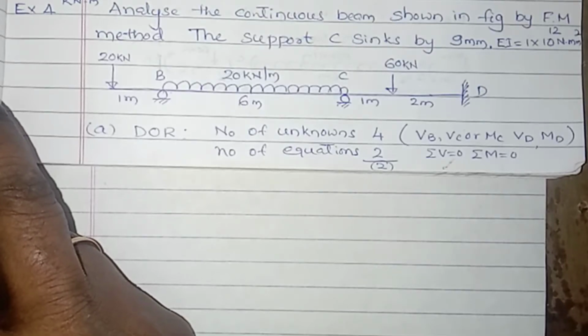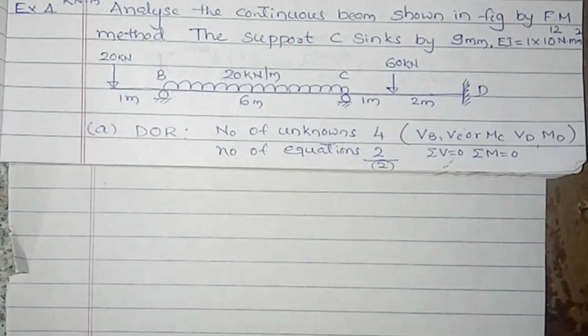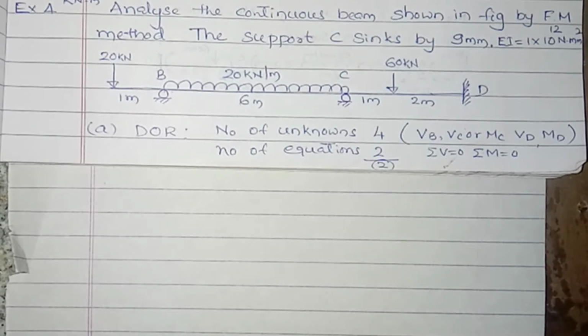Analyze the continuous beam shown in the figure by the flexibility matrix method. The support C sinks by 9 millimeter. The value of EI is 1 into 10 to the power of 12 Newton millimeter square.